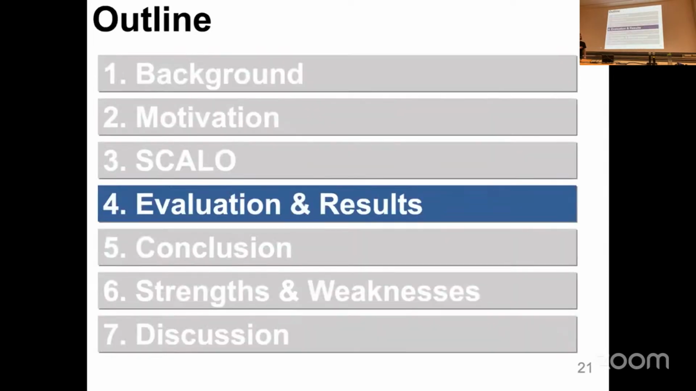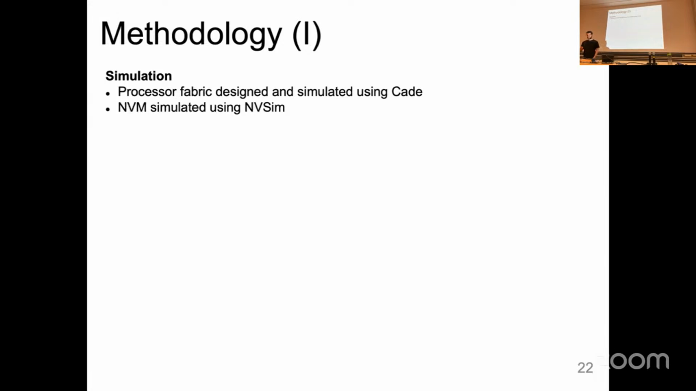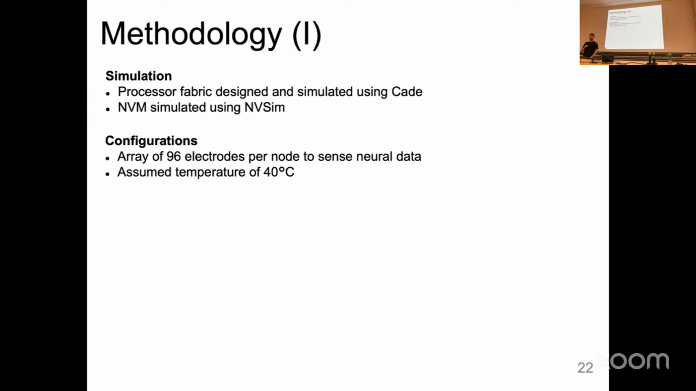Okay. Now for evaluation results. First, some things about the methodology. Firstly, all of this is simulated, so this hasn't been implanted anywhere. The processor fabric is designed and simulated using Cadence tools, and NVM is simulated using NVSim. The configurations are: each node has 96 electrodes for sensing neural data. We assume a temperature of 40 degrees Celsius, which is close enough to body temperature in this case.